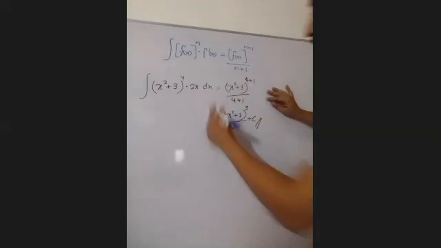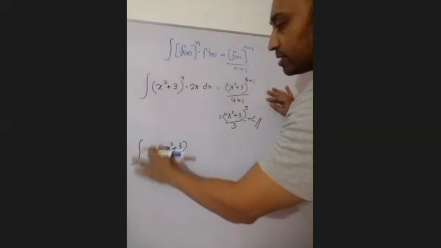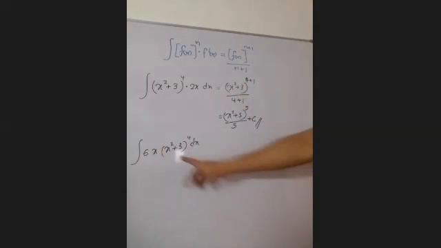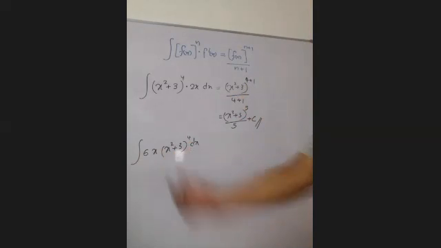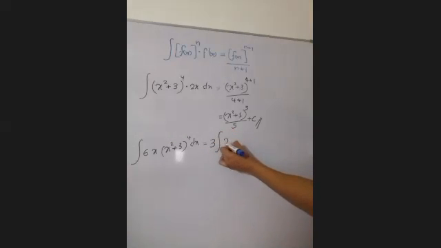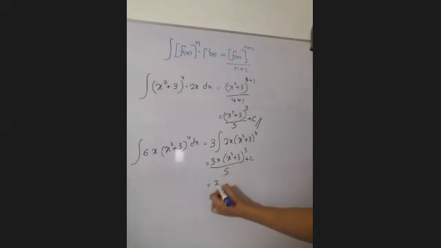Let's go ahead with another example. It may come somewhere like this: x squared plus 3 to the power 4 times 6x dx. This is a power term. The differentiation of x squared plus 3 is 2x, but here the remaining term is 6x. Therefore, I put 3 here and write 3 times 2x times x squared plus 3 to the power 4. So the answer is 3 times x squared plus 3 to the power 5 over 5 plus c, the final answer for this. That's a way of getting this answer.